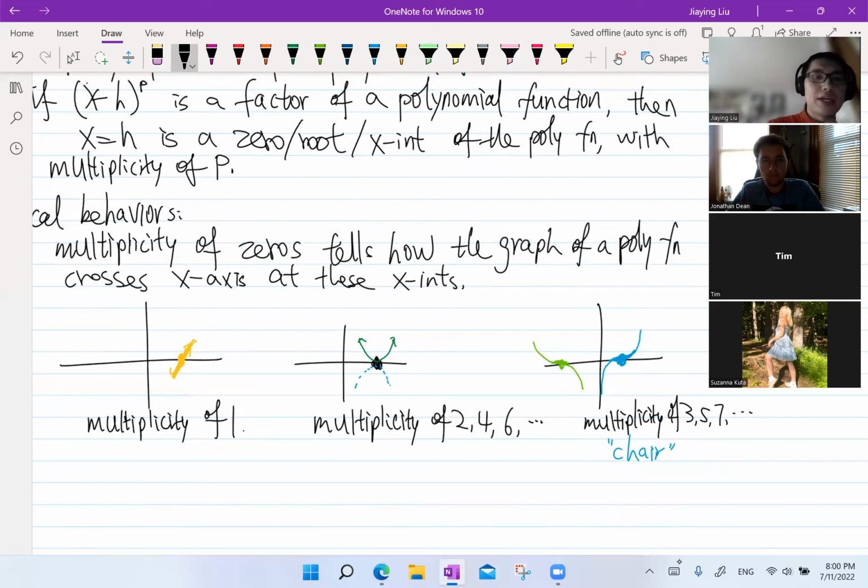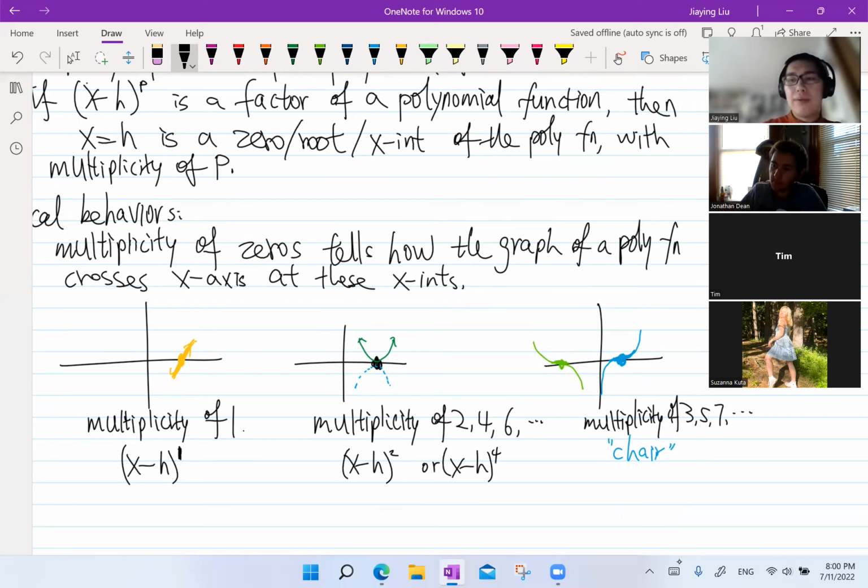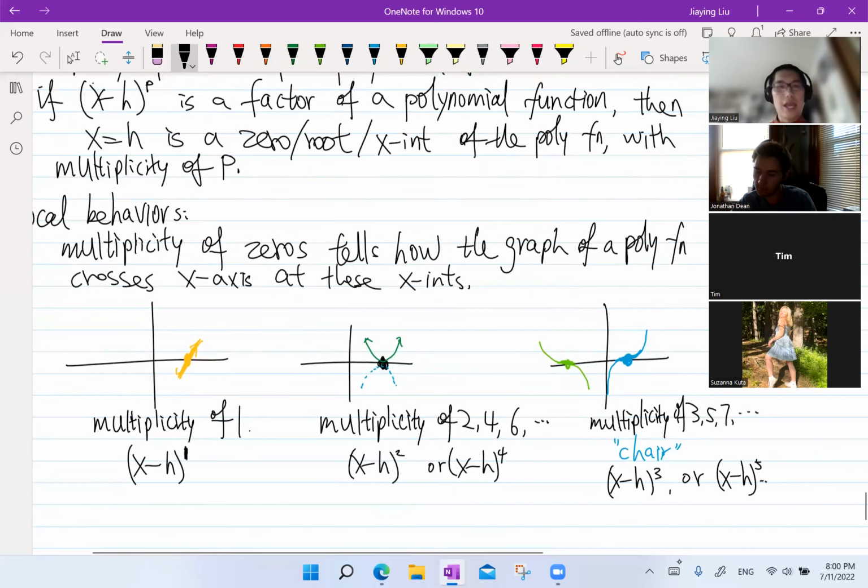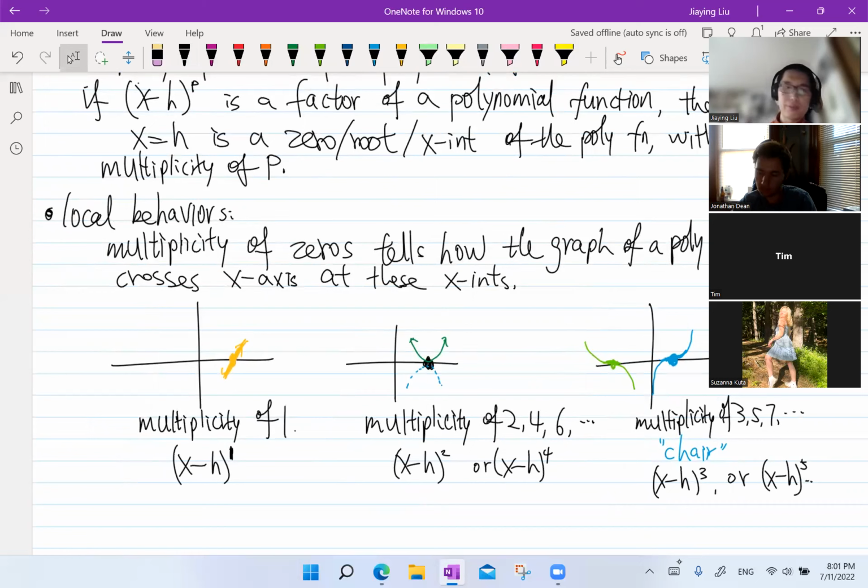I just want to repeat that when we have a multiplicity of one, that means the function has x minus h to the first power at this x-intercept h. Multiplicity of two, four, or six, you might have x minus h squared, or x minus h to the fourth power, and so on. But if you have a chair-shaped crossing, it's going to have x minus h cubed or x minus h to the fifth power or the seventh power. Any questions about those local behaviors, the multiplicity of the zeros and how the polynomials cross the x-axis?